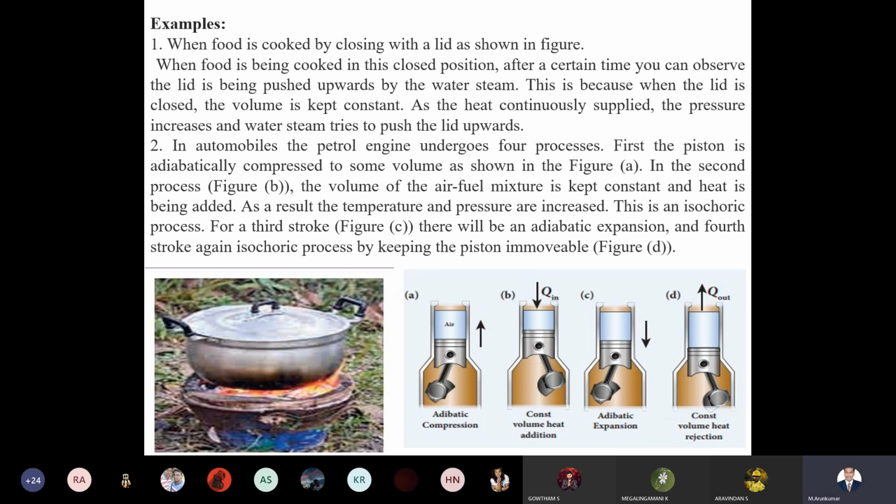Then the next example. So in automobiles, the petrol engines undergo 4 processes. First, the piston is automatically compressed. So this is the first process. So adiabatic compression will happen. So how can we achieve adiabatic compression? Then compression, right?